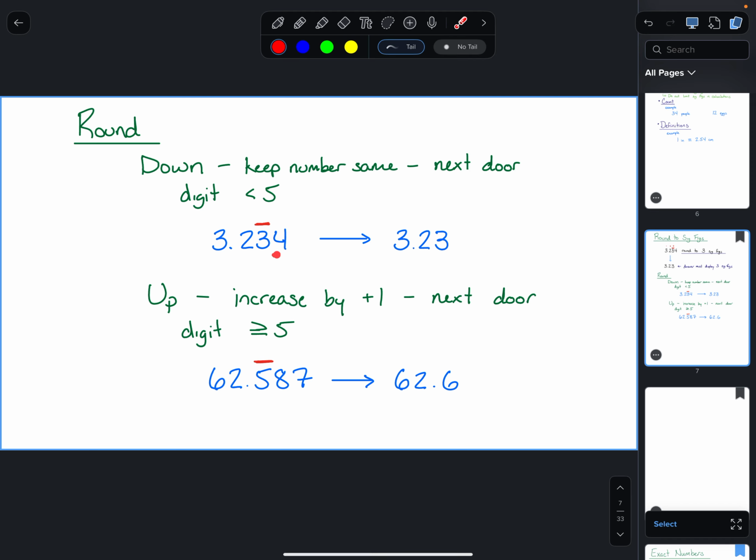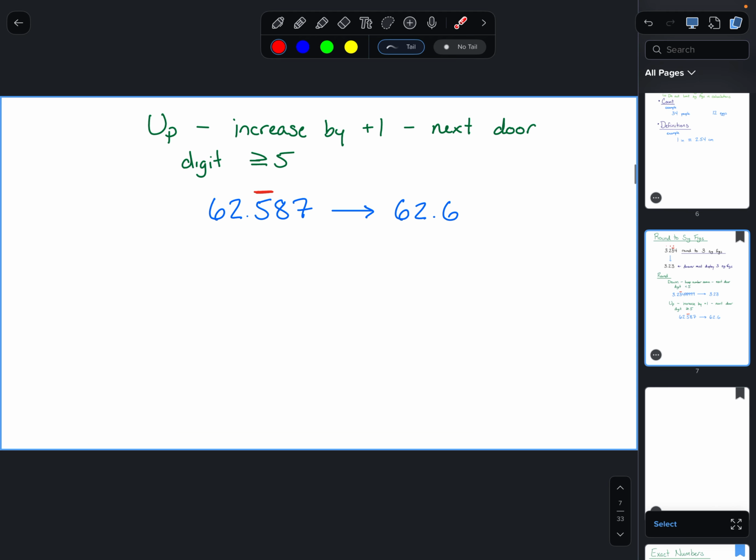Importantly, you only ever look at the next door neighbor. So it wouldn't matter if, for example, in this first example, it was 3.234999999. You only ever look at what's directly next door to do your rounding. I'm not going to round here and then keep on going or anything like that. It's only looking next door when you do your rounding. This would round to the exact same 3.23 if I was rounding it to 3 sig figs.